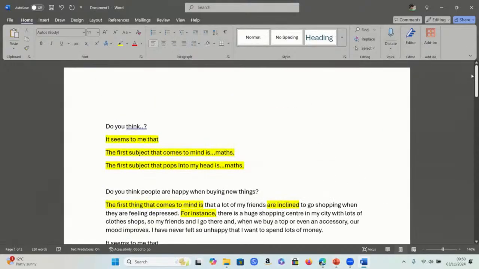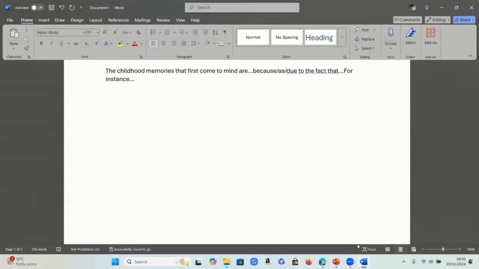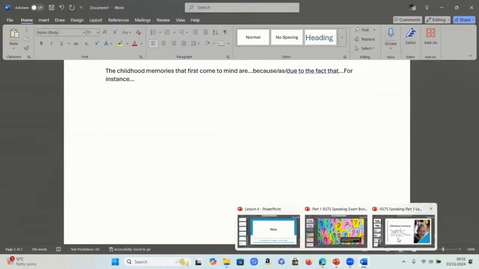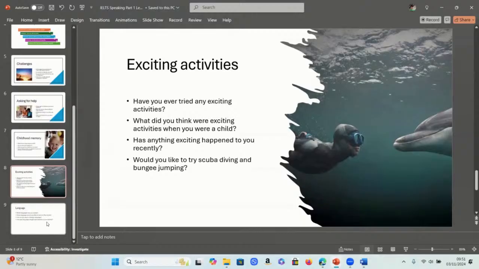So do you think? Well, it seems to me that the first subject that comes to mind is "do you think" or "I'm inclined", for instance. So even in what you think is going to be about the past, the questions can become present. And then you can use that stuff again, the same words that I've mentioned already, the sentence frames, etc.